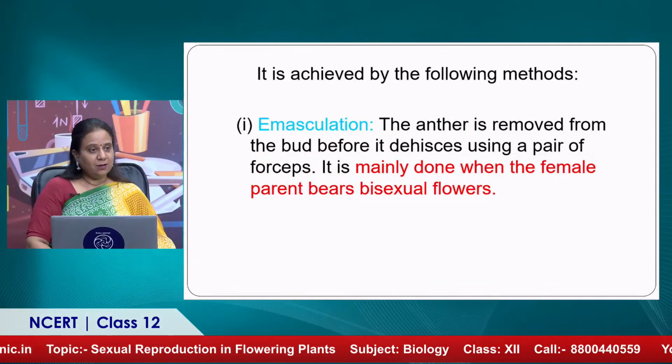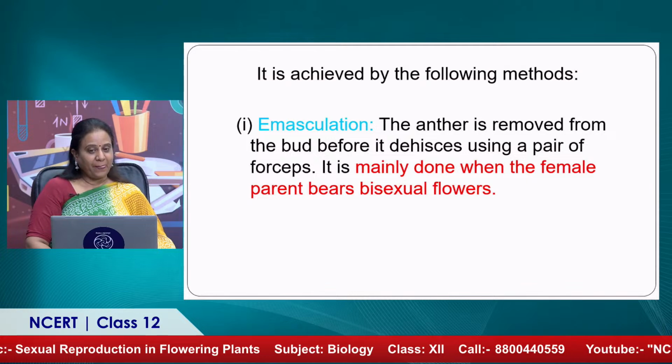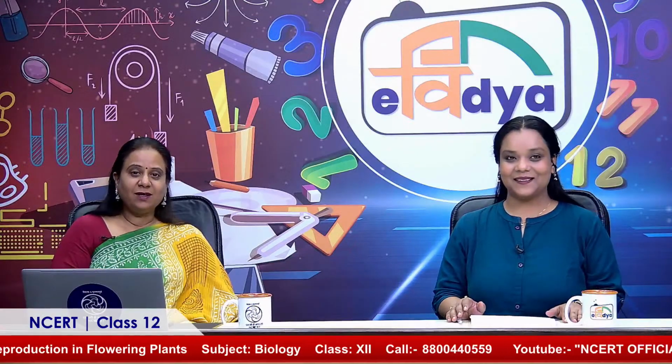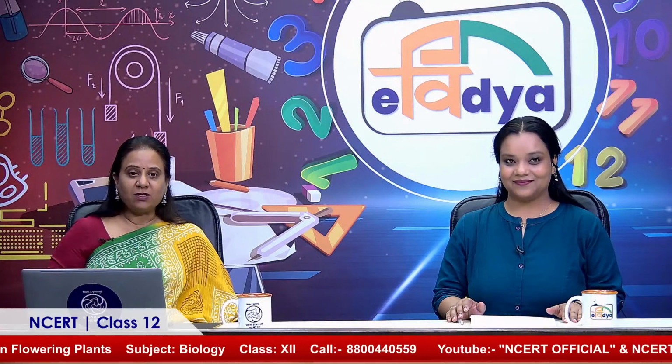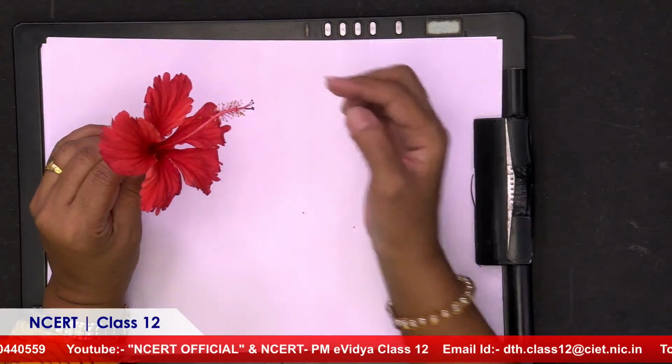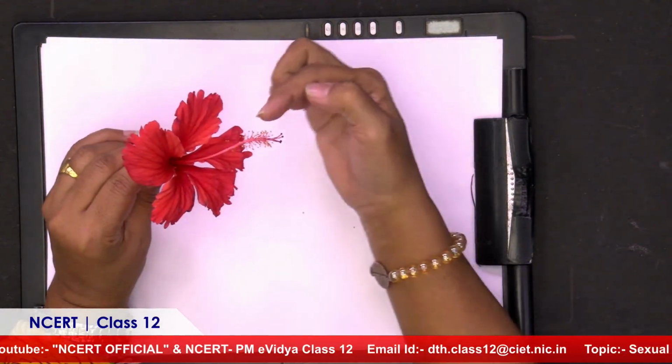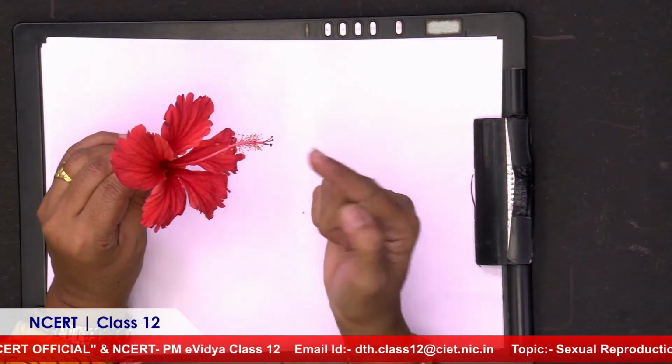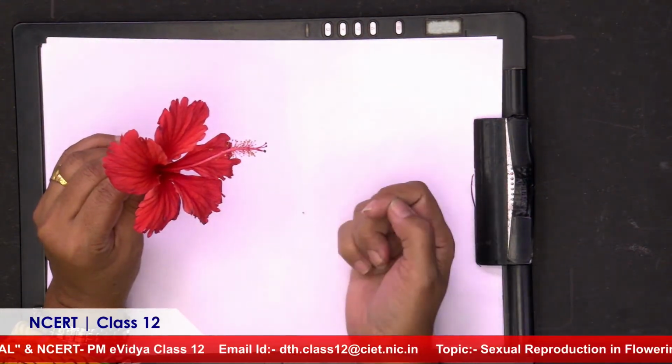Ma'am, can we demonstrate this process? Sure ma'am, definitely. So bisexual flowers, as we have the hibiscus, this is a bisexual flower. Why a bisexual flower? It has this male reproductive part and the female reproductive part both. Okay.